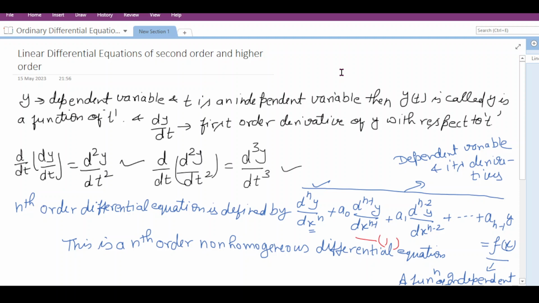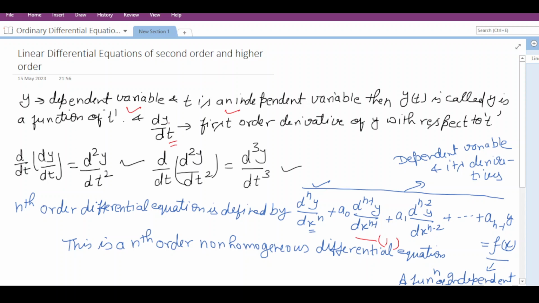Hello friends, welcome back. In the previous video, we talked about the differential equation, right? First, we studied what is a dependent variable, and then we studied what is an independent variable. And the rate of change of the dependent variable with respect to the independent variable is called the derivative, right?